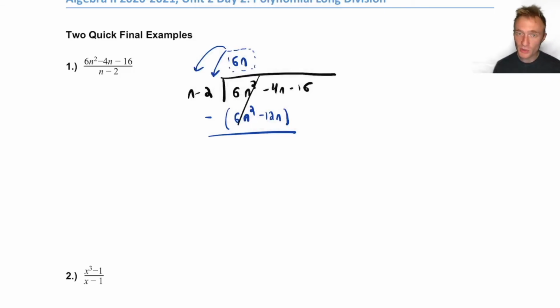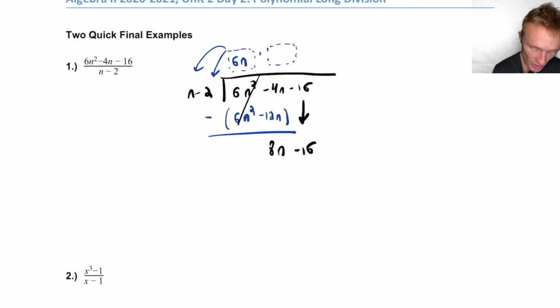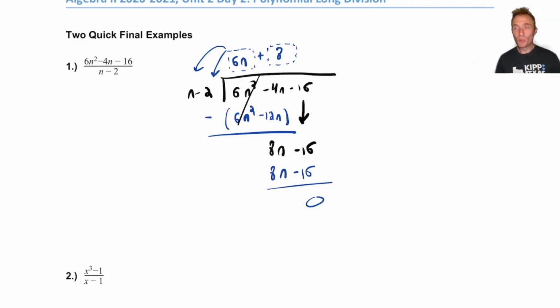The 6n squareds would cancel. Negative 4 minus negative 12. That's negative 4 plus 12. That's going to be 8n and bring down the minus 16. What times n would be 8n? Just the number 8. 8 times n, 8n minus 16. See what I'm talking about? That's a much more typical example of what you might come across. N minus 2 times 6n plus 8 is going to be 6n squared minus 4n minus 16.